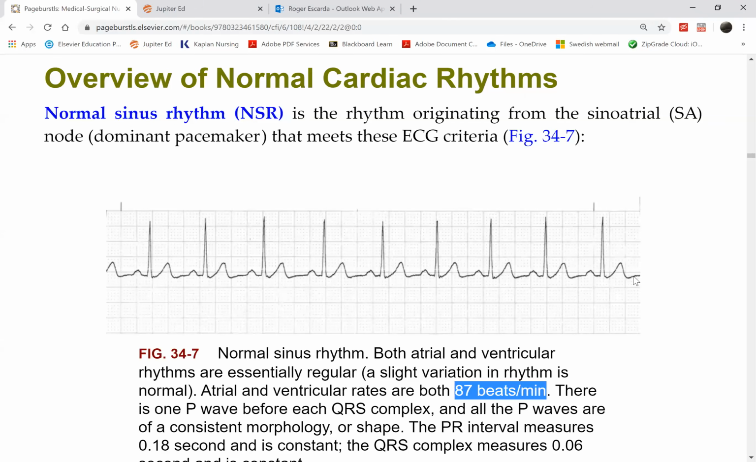How much do you have? 78.9. Okay, so if you round that, will that reach 80? Yeah, so 79. Is it within the 10 heart rate difference from the 87? Yes, 80, it's still within.